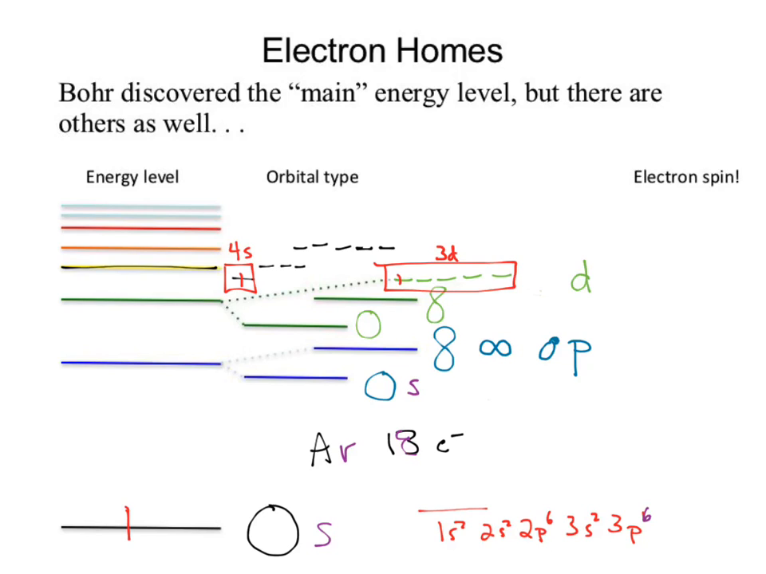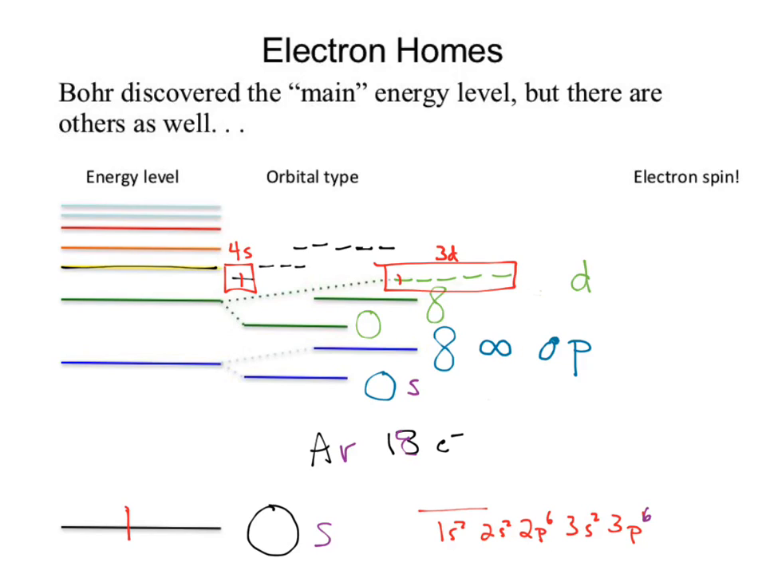Okay. What happens with the lanthanides and actinides? It's a little bit harder. The lanthanides are offset by two. They're offset by one because of the transition elements, and they're offset by a further one because of the new orbital type. Okay. How many problems are you going to see where you fill the F orbitals?